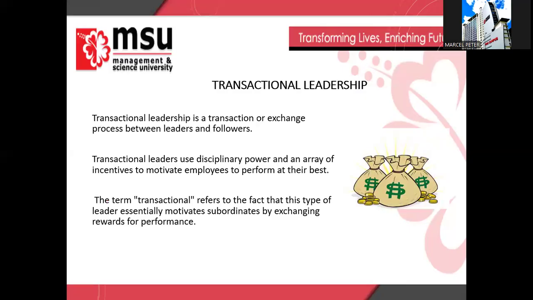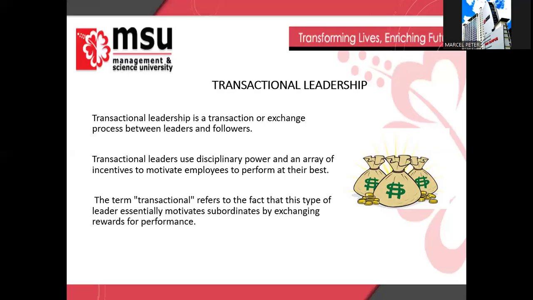Next is transactional leadership. This theory is based on transactions or exchange between leaders and followers. This means leaders give rewards for good performance. Followers receive benefits when they complete tasks well. And according to this theory, leaders use discipline and incentives. Motivation comes from rewards or punishment. Performance is encouraged through clear expectations.